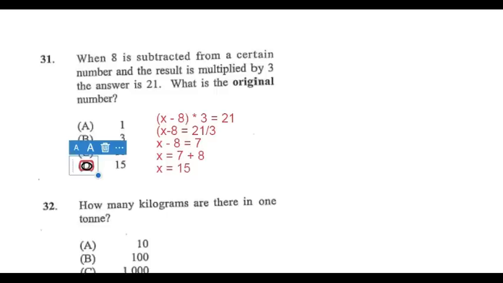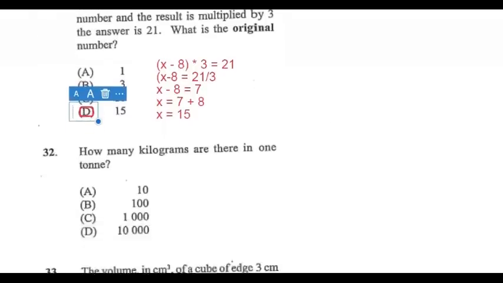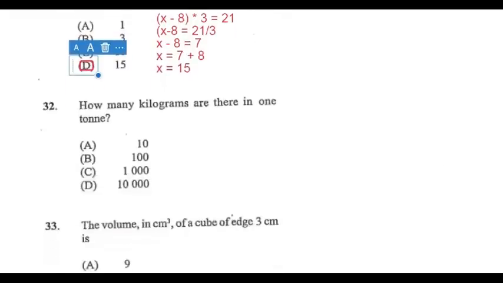So all we did was solve for x, and we can check if this is correct by putting 15 in the original equation, which should be 15 minus 8 to give us 7, and 3 times 7 is indeed 21, and that is how we know that our answer is correct.